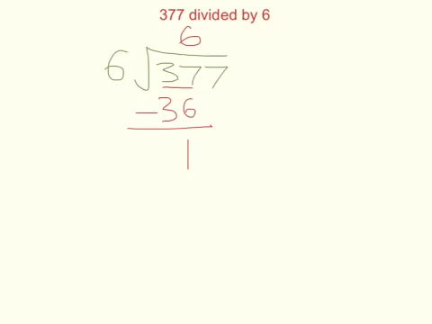It is correct, so I'm going to keep going. I'll take my 7 and bring it down, so I'll have 17 divided by 6. Well, I know that it goes in 2 times. 2 times 6 is 12. Do my subtraction. We're repeating the same steps over again. 17 take away 12. 7 take 2 is 5, and 1 take 1 is 0. So I have 5 left, and that is my remainder of 5.